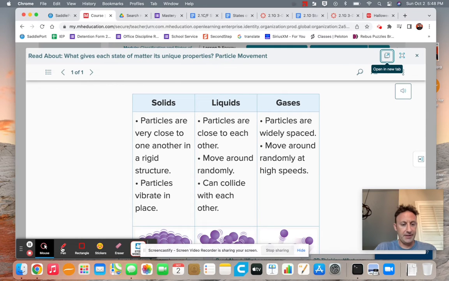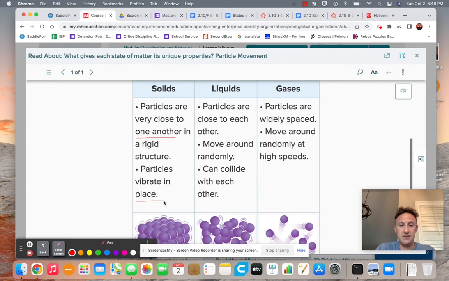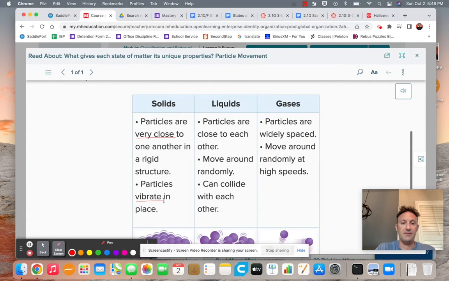With your pen or pencil, first for solids, we're going to be focusing on shape and volume. The particles in a solid are very close to one another. Make sure to underline that. And solids actually vibrate. You can see they vibrate right there.